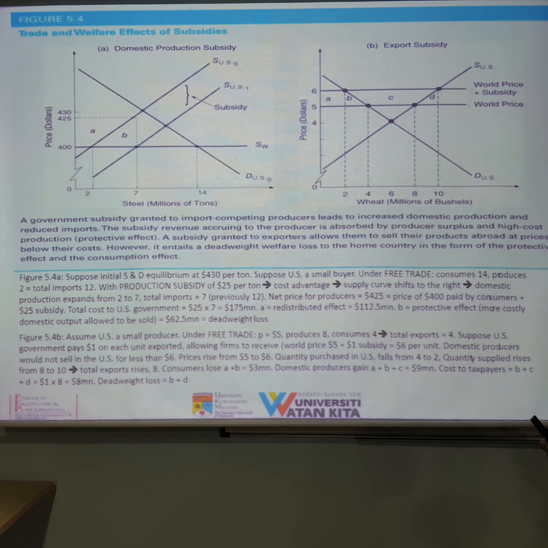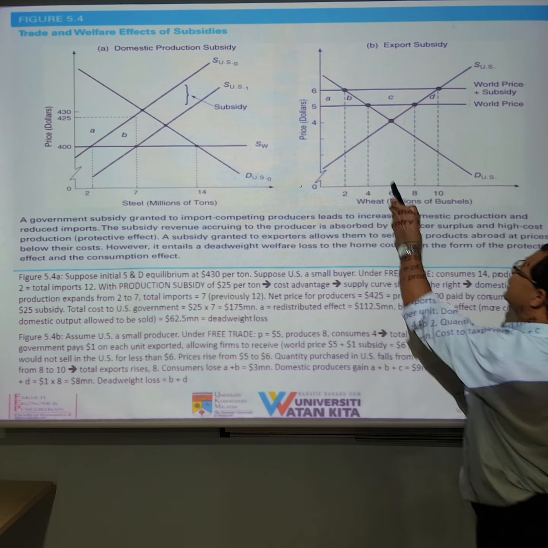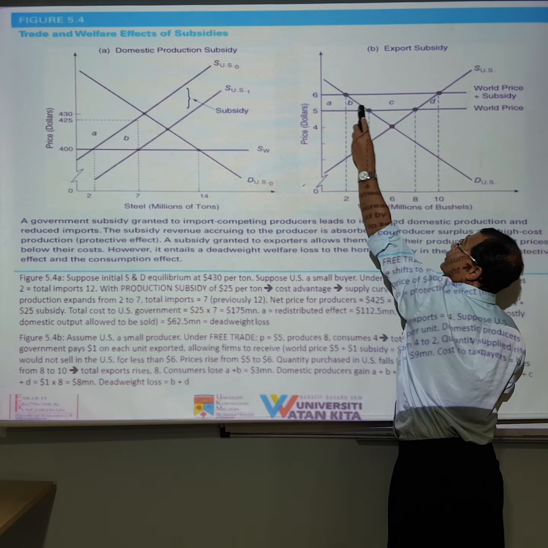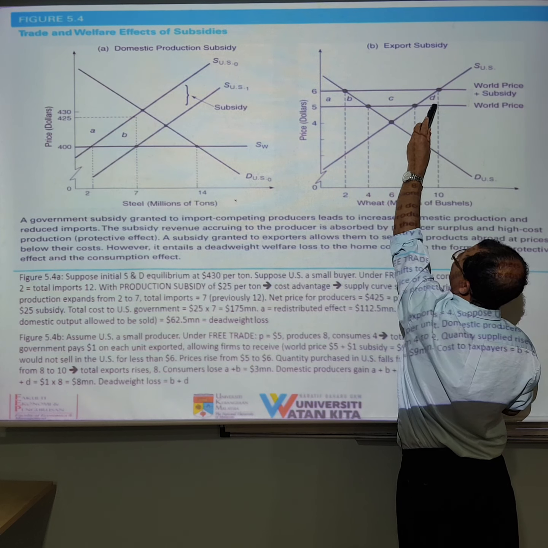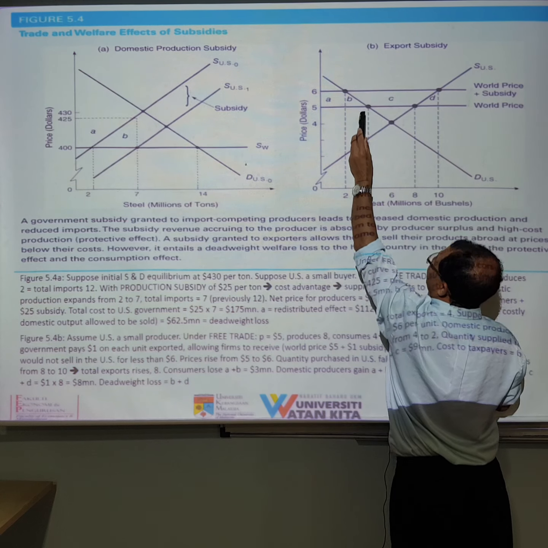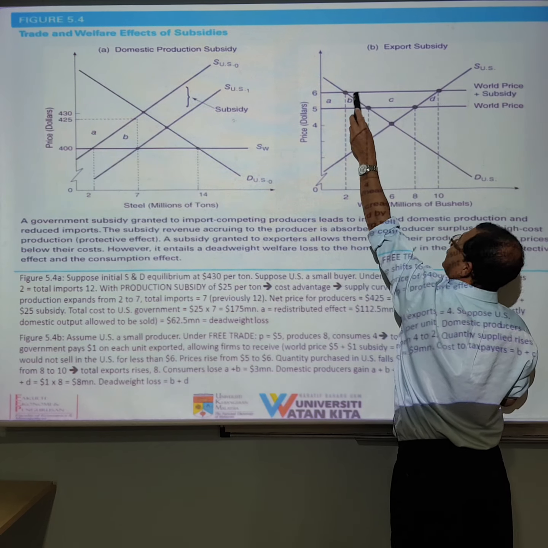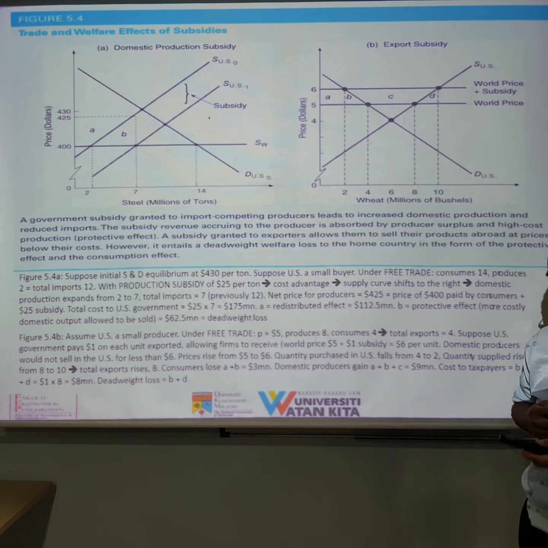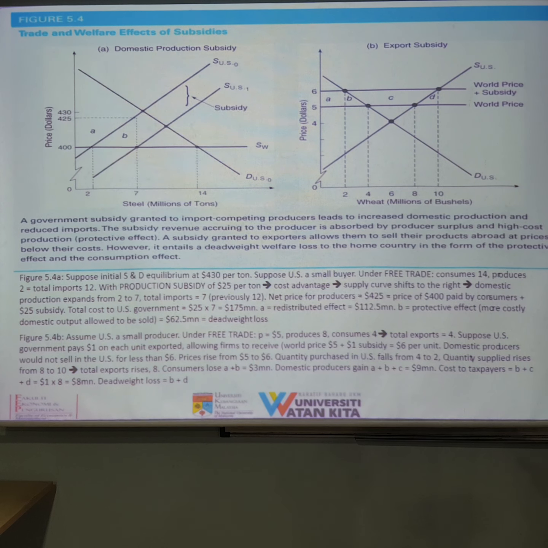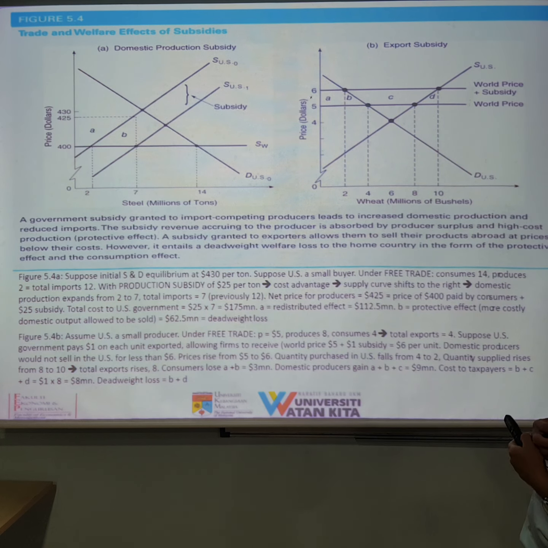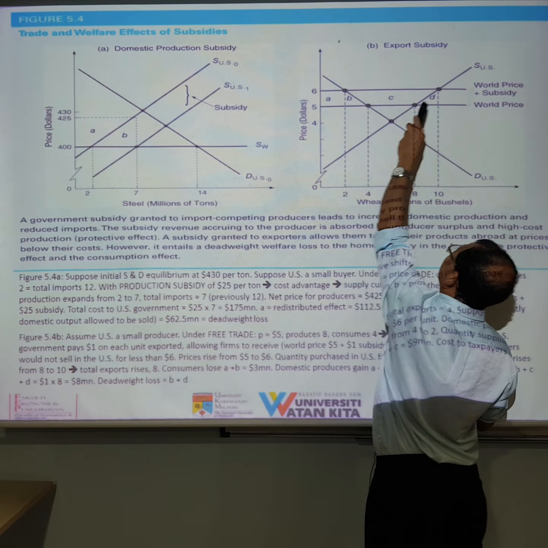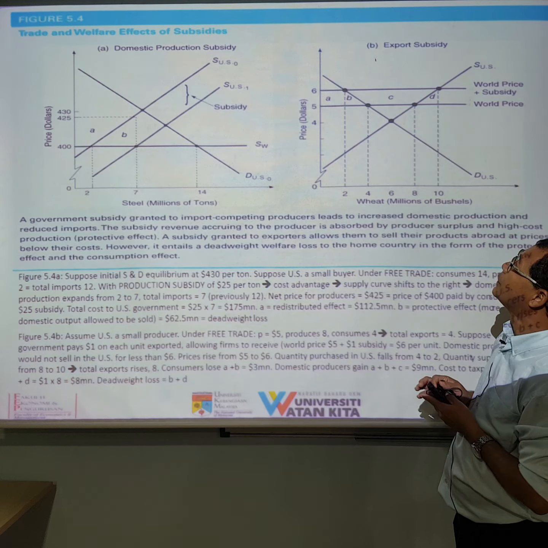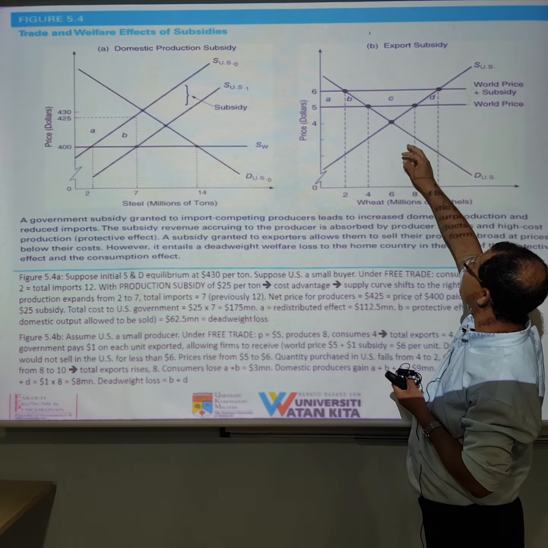Cost to taxpayers is B, C, and D. This rectangle here is the cost to taxpayers. Taxpayers pay for the amount of export here, 8, times the amount of subsidy. So B, C, and D is the cost to taxpayers, with B and D as deadweight loss. This here is easy to understand.